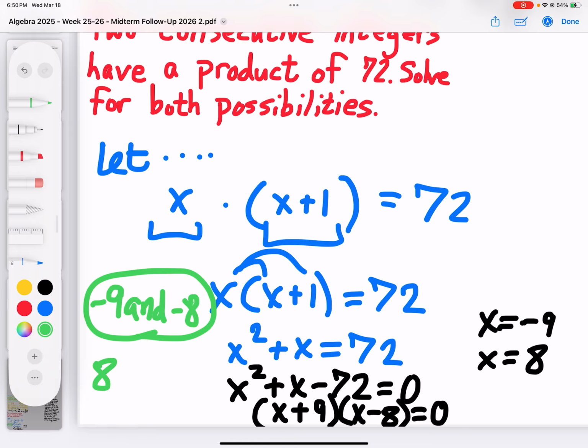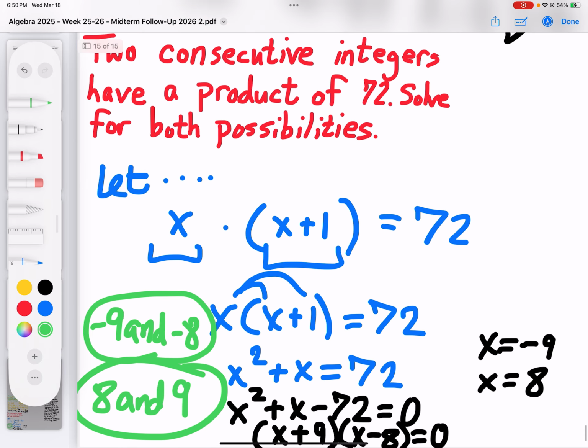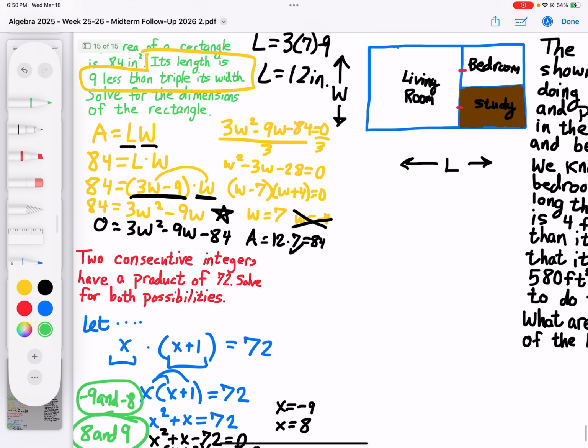Well, if x is 8, then x plus 1 is 9. So 8 and 9 are my other distinct possibility. So those are the two sets of values for which those two consecutive integers have a product of 72. Okay, if you want to cut there, you pretty much know what you need to know.